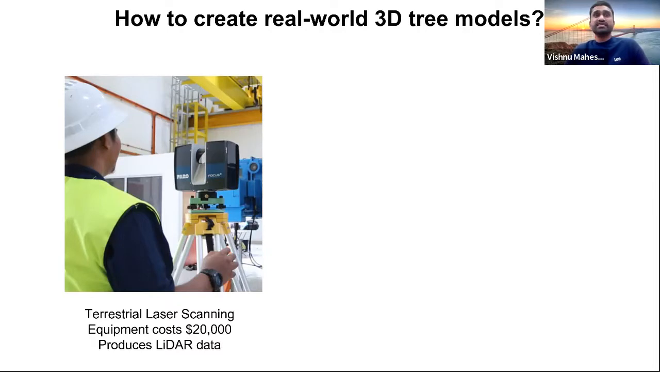The data that we get out of this instrument is a point cloud where the X, Y, and Z coordinates of each point are known. This data is also known as LiDAR data. LiDAR stands for light detection and ranging. The problem with this instrument is that it is costly.